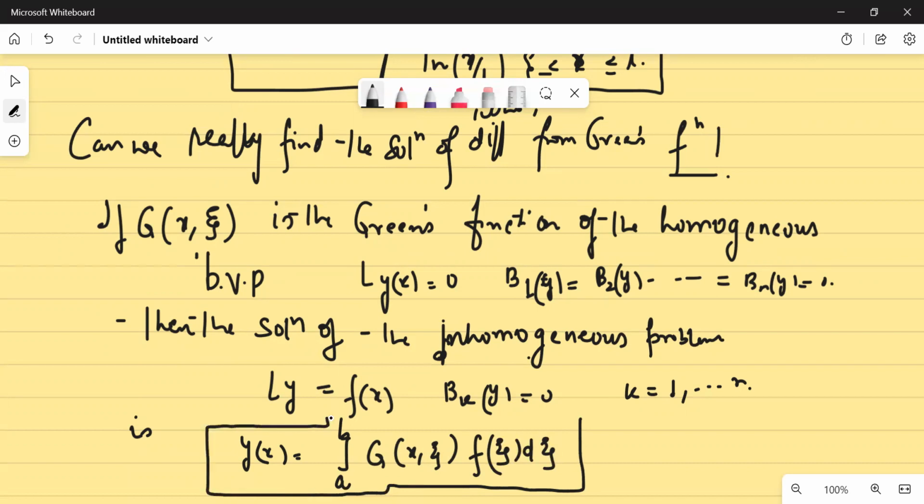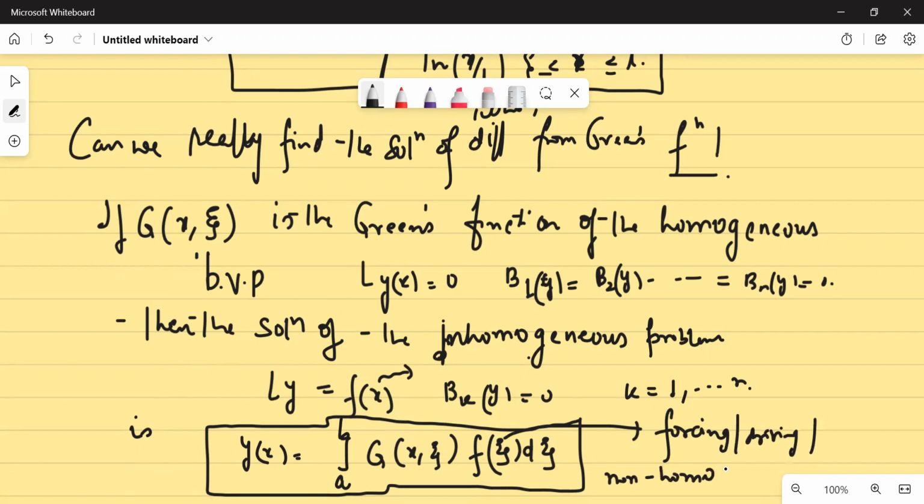So once you know the Green's function for the homogeneous case, if you want to find the solution of the inhomogeneous problem, that is, if I want to find what would be my y, what I need to know is the Green's function for the homogeneous case. If I know that G, then I can just integrate my G(x, zeta) with your f(zeta) here, where f(zeta) is your forcing term or your driving term. Your f(zeta) is your forcing function or driving function, or in mathematics, your non-homogeneous part. Is that clear?